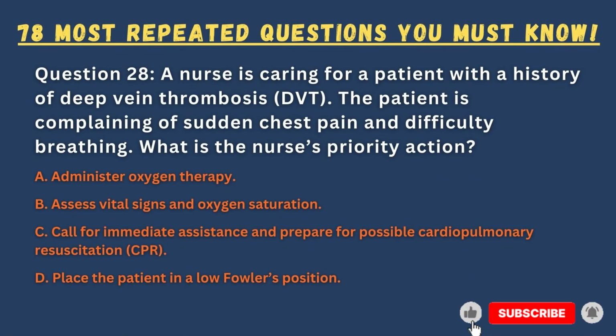Question 28. A nurse is caring for a patient with a history of deep vein thrombosis, DVT. The patient is complaining of sudden chest pain and difficulty breathing. What is the nurse's priority action? A. Administer oxygen therapy. B. Assess vital signs and oxygen saturation. C. Call for immediate assistance and prepare for possible cardiopulmonary resuscitation (CPR). D. Place the patient in a low Fowler's position.